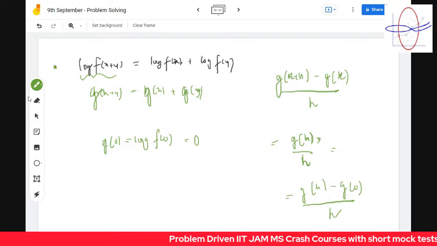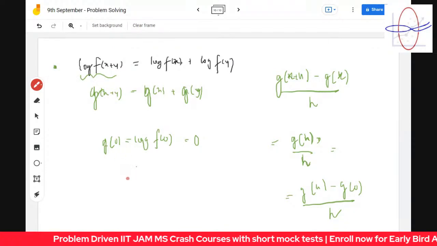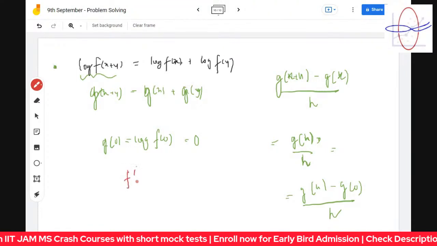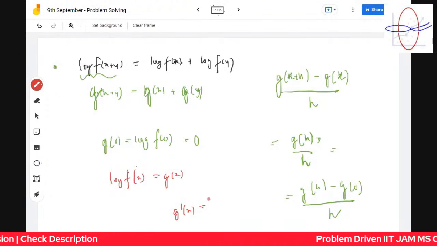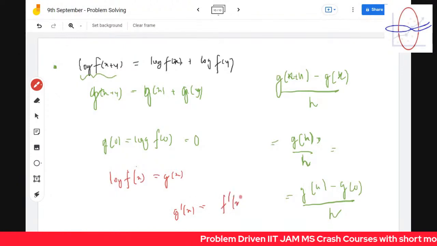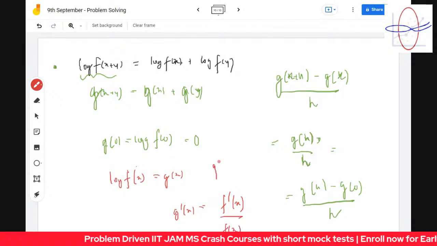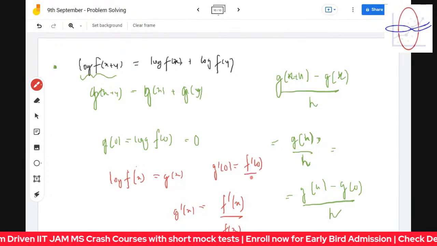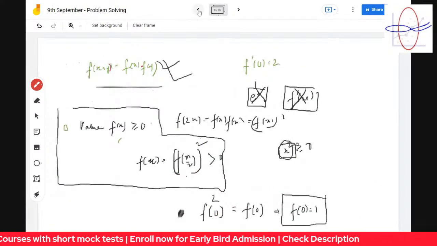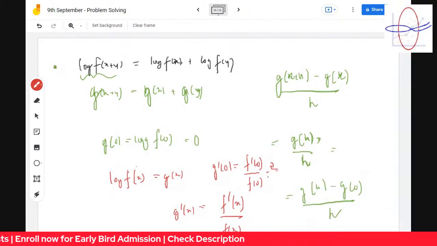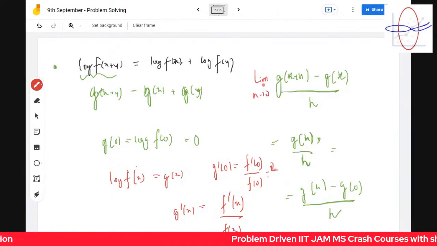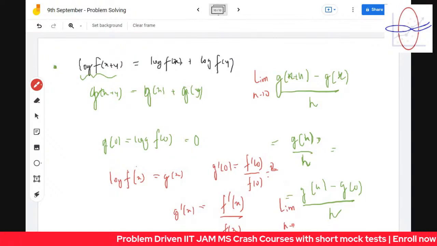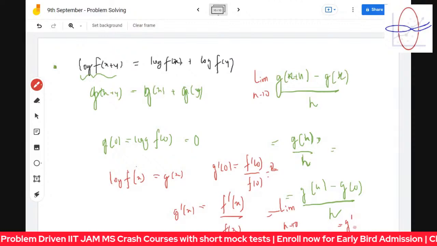Right? Now you know that f of x is differentiable at 0. And you know that log of f of x is g of x. So therefore g dash of x is what? f dash of x by f of x. So therefore g dash of 0 is f dash of 0 by f of 0. So f dash of 0 is 2, so it's 2 by 1, which is 2. So you know g dash of 0. So therefore if you now put limit h tends to 0 over here, you get that this is equal to g dash of 0, which is equal to 2.